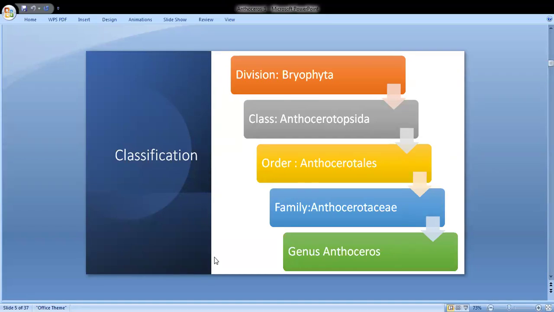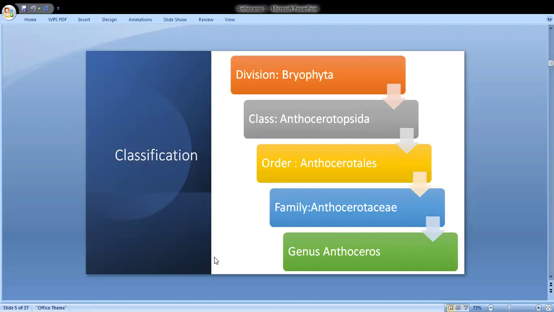Next, the middle of the capsule is the columella, which occupies a major part of the capsule. The capsule wall is chlorophyllous and contains stomata, helping in gaseous diffusion. The sporophyte of Anthocerotopsida is partially dependent on its gametophyte, but the Marchantia sporophyte is completely dependent. That is the difference between Marchantia and Anthoceros.